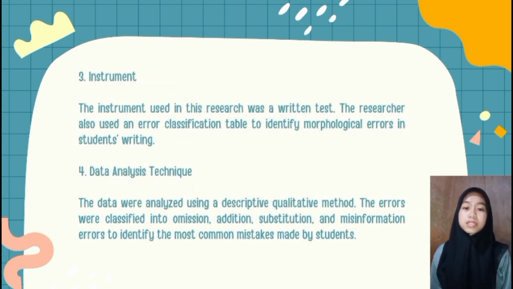The third part is instrument. The instrument used in the research was a written test. The researchers also used an error classification table to identify morphological errors in students' writing. In other words, the written test was used to gather the data, while the classification table helped the researcher categorize the errors. And the last part is the data analysis technique.